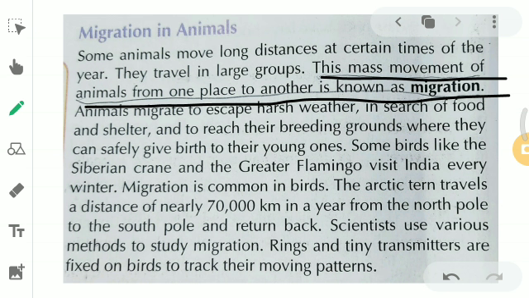For different purposes. They move to get shelter, to get food, and for the breeding of their young ones. These are the purposes for which they move from one region to another region. They move long distances to get protection from the atmospheric conditions.